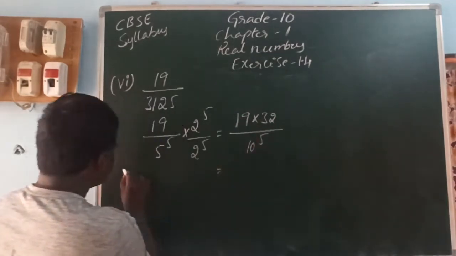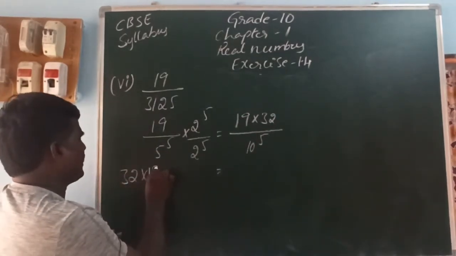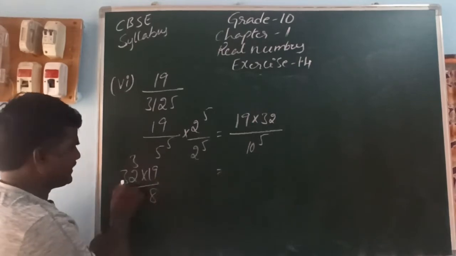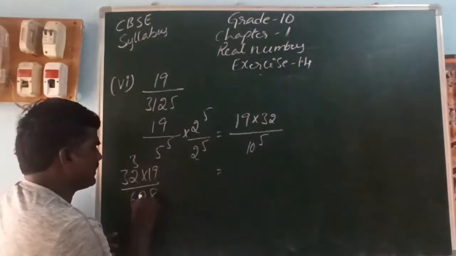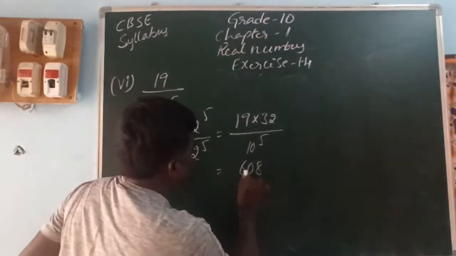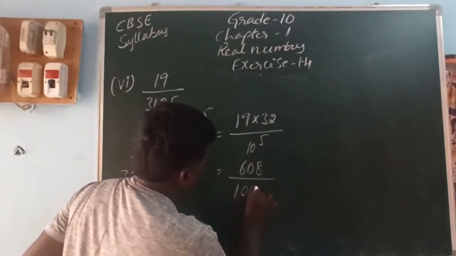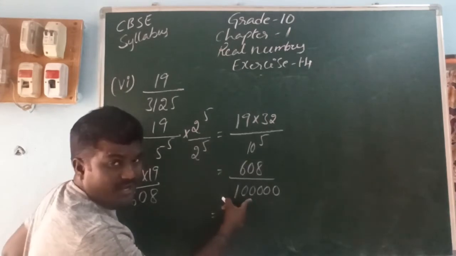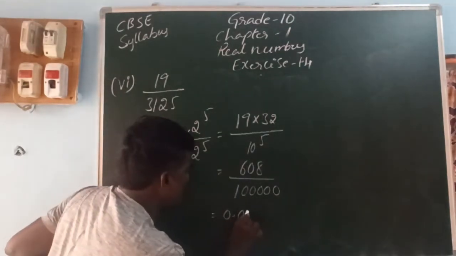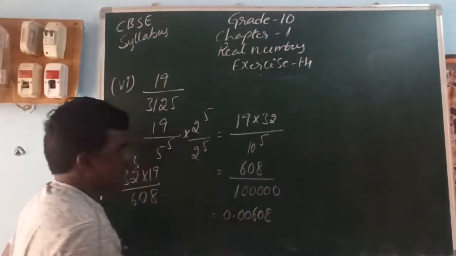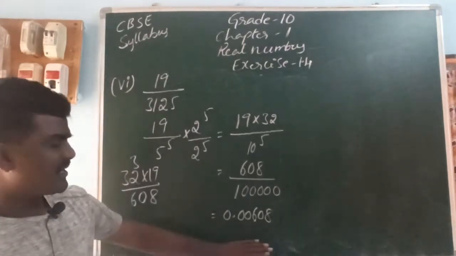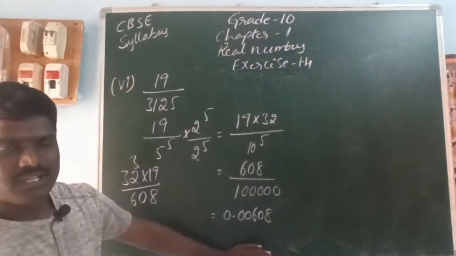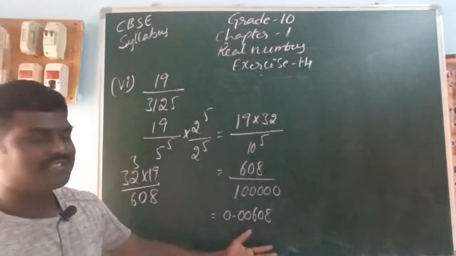So here 32 into 19: 19 times 2 is 38, 19 times 3 is 57, plus 3 is 60. So that is 608 by 10 power 5. That means how many zeros? 5 zeros. So here the denominator has 5 zeros, so we can write it as 0.00608. So this is a terminating decimal. How many decimals are there? 5 decimals. So these 5 decimals are countable. Therefore it is a terminating decimal.